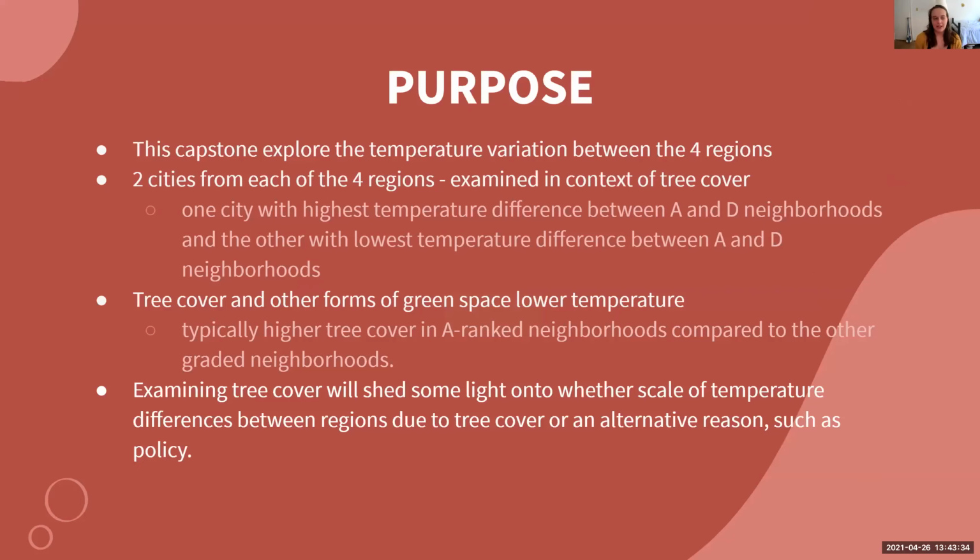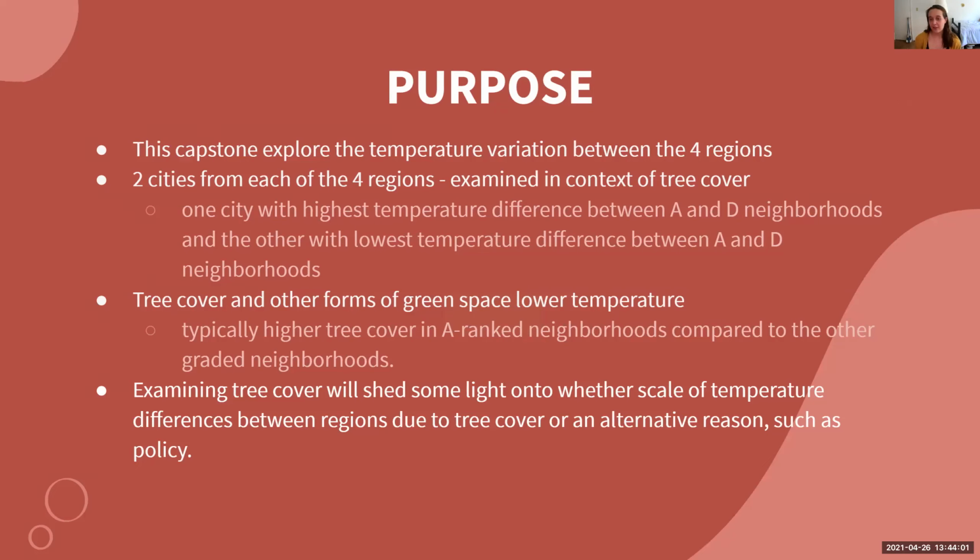So this capstone expands on the findings concerning the 4 regions, and explores the temperature variation between these 4 regions. 2 cities from each of the 4 regions were examined in the context of tree cover. So one city with the highest LST difference between A and D neighborhoods, and the other city had the lowest temperature difference between A and D neighborhoods.